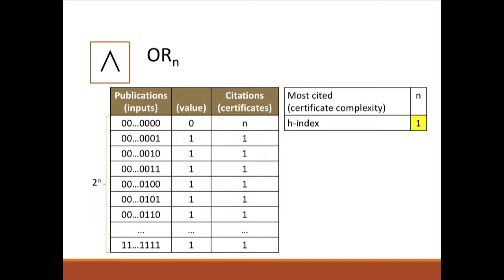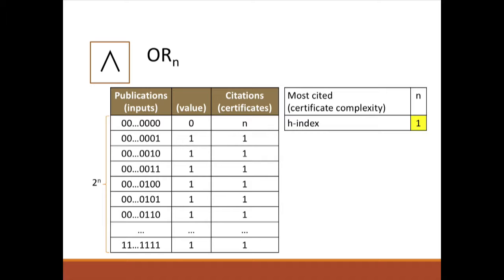So here we have the inputs. Here we have the value of the input. So like this string has OR value 0, and OR of this string is 1. Right? So there's only one 0 value. Everything else is 1. And in the third column here, we're going to have the certificate complexity of the input.